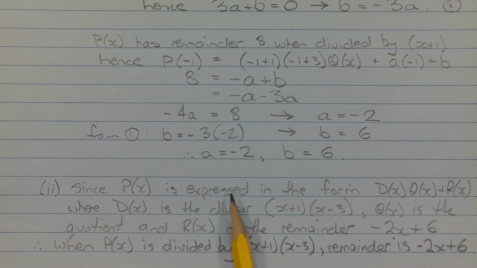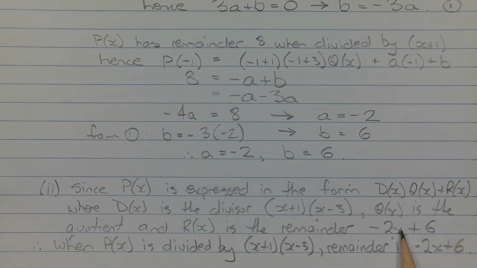Since P(x) is expressed in the form d(x)q(x) + r(x), where d(x) is the divisor (x + 1)(x - 3), q(x) is the quotient polynomial, and r(x) is the remainder, -2x + 6, since we found the values of a and b in part 1, therefore, when P(x) is divided by (x + 1)(x - 3), the remainder is -2x + 6.